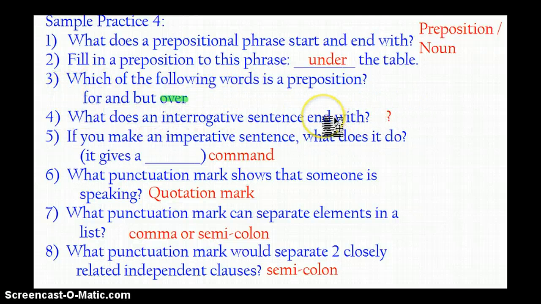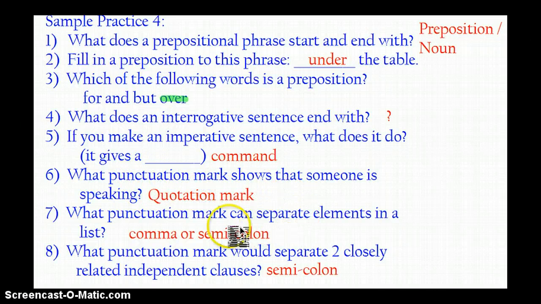Interrogative sentences ask questions, so they end with a question mark. Imperative sentences give commands, or demands, I guess you could say. Punctuation that shows someone is speaking is a quotation mark. Most lists are separated by commas, but they could also be separated by semicolons if the list has commas in it. And then a punctuation mark that would separate two closely related independent clauses is the semicolon.